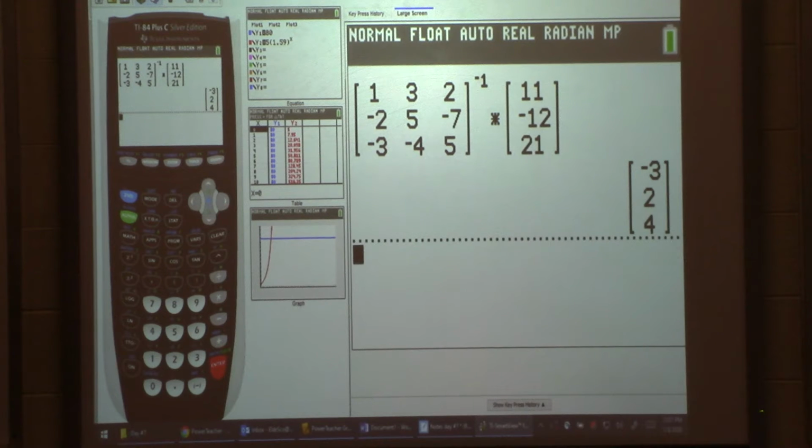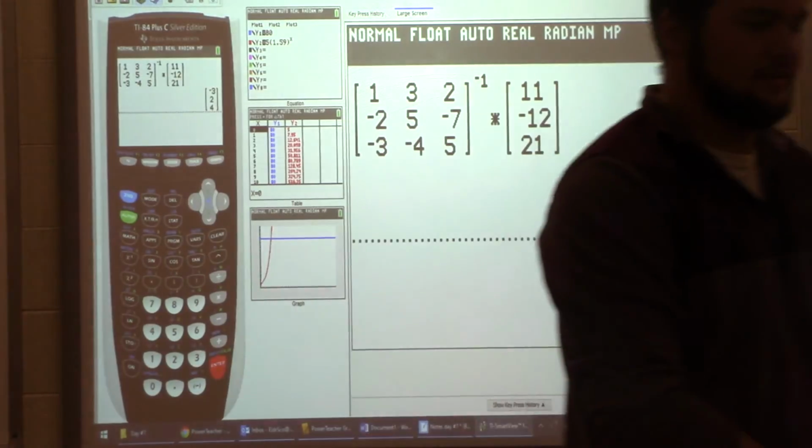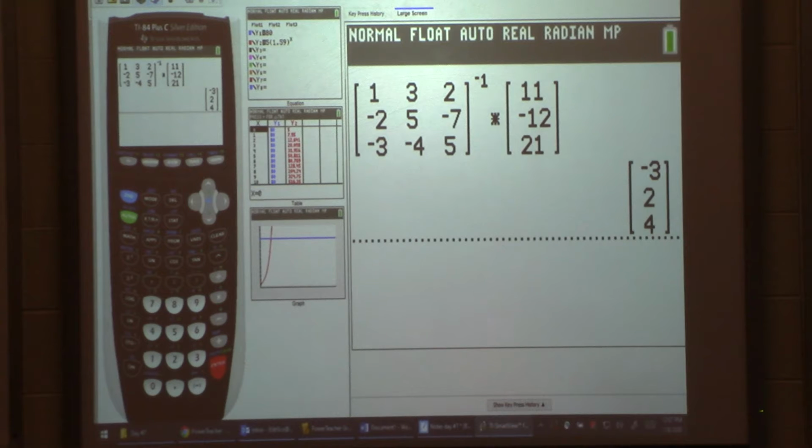Where's the inverse then? It's x to the negative 1. Okay? We should all have gotten negative 3, 2, 4. Did you all get that? Oh, wait. I think I found my problem.